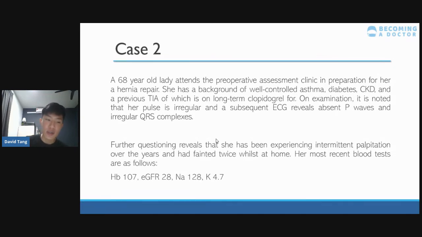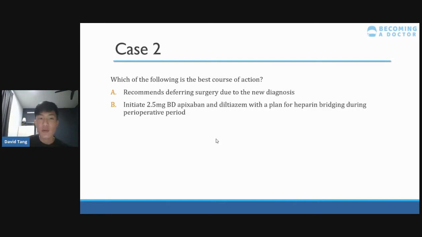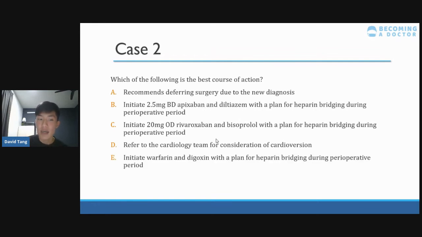Her recent blood test shows that she is mildly anemic. She also has reduced renal function, is hyponatremic, and has a normal potassium. So the question is, what is the best course of action? First, defer surgery due to the new diagnosis. Second, initiate 2.5 milligrams BD of apixaban and diltiazem. Third, 20 milligrams of rivaroxaban and bisoprolol, and refer to cardiology for cardioversion. And lastly, warfarin and digoxin with a plan for heparin bridging.